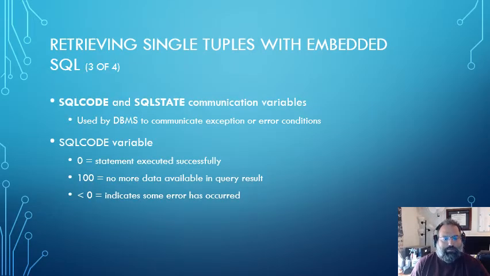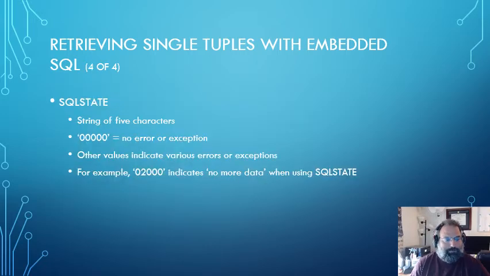SQL code and SQL state are communication variables used by database management systems to communicate exceptions or error conditions. For SQL code variables, 0 typically means things went well. Something greater than 100 may mean there's no more data. Usually negatives are reserved for errors, although this is going to depend upon each individual SQL implementation.